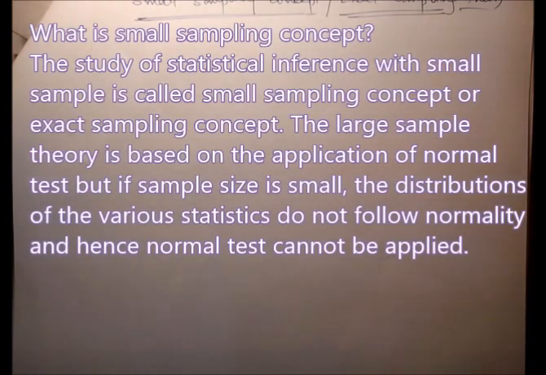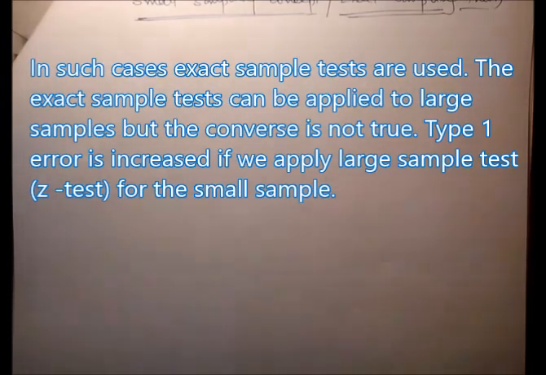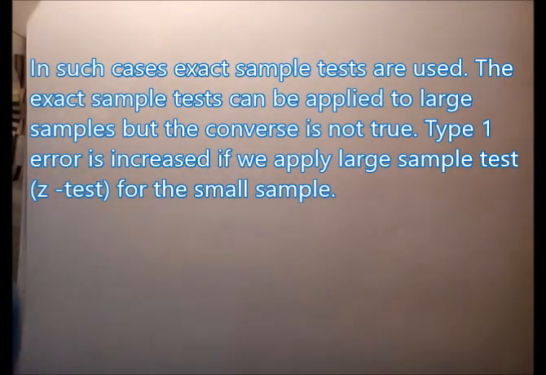Now, what are small sampling concepts? The study of statistical inference with small samples is called small sampling concepts or exact sampling concepts. The large sample theory is based on the application of the normal test, but if the sample size is small, the distributions of the various statistics do not follow normality, and hence normal tests cannot be applied. In such cases, exact sample tests are used. The exact sample test can be applied to large samples, but the converse is not true. Type 1 error is increased if we apply a large sample test to a small sample.